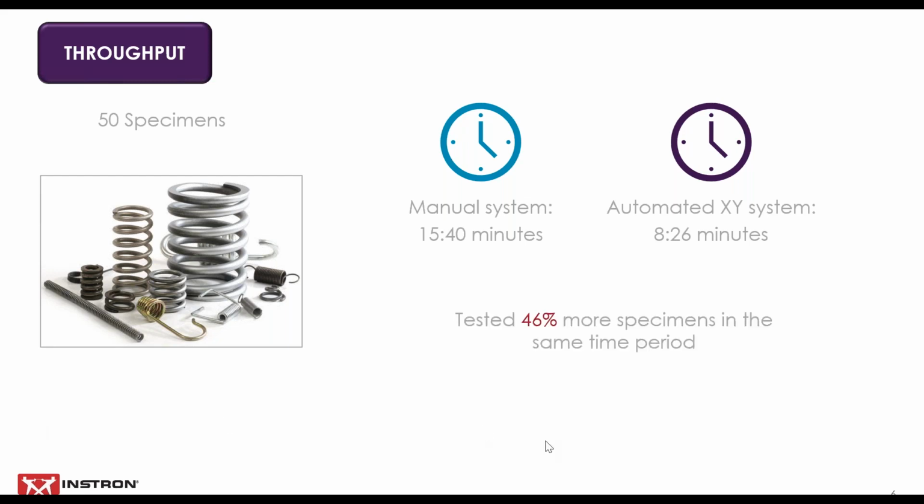The XY system made it possible to test 46% more specimens in that same time period. And this extra time can really make a difference when it comes to introducing a new device into a competitive consumer product market. It can make an impact to engineering project deadlines, even to shipping new product to get the okay from a quality check to go ahead and ship those new products.